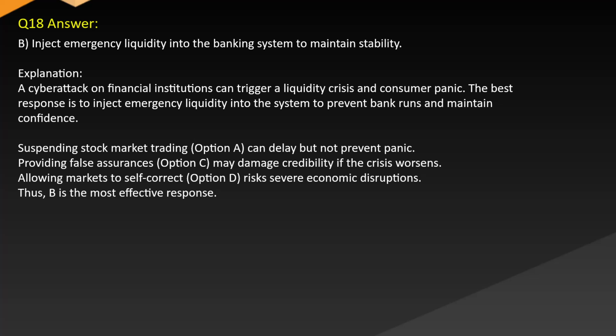Suspending stock market trading, option A, can delay but not prevent panic. Providing false assurances, option C, may damage credit. If the crisis worsens, allowing markets to self-correct, option D, risks severe economic disruptions. Thus, B is the most effective response.